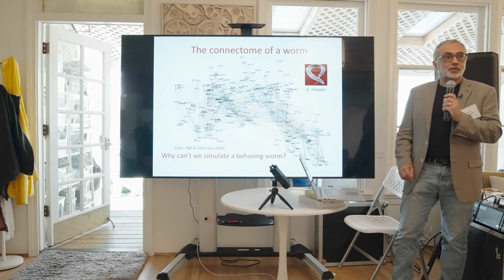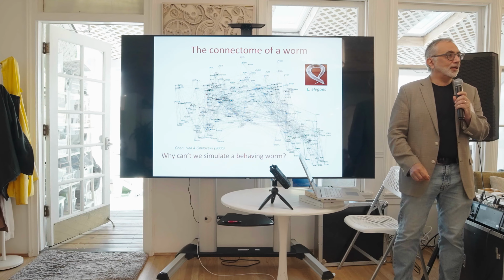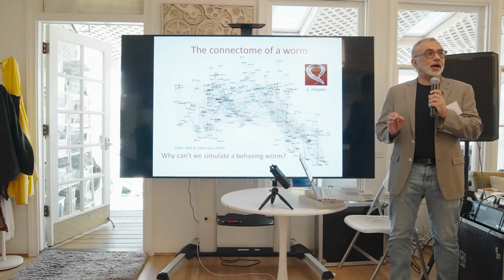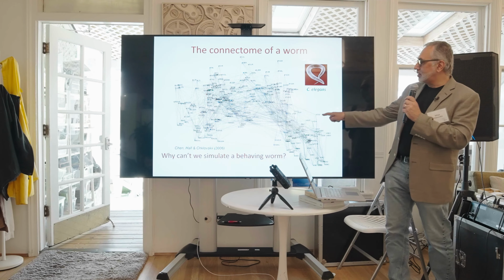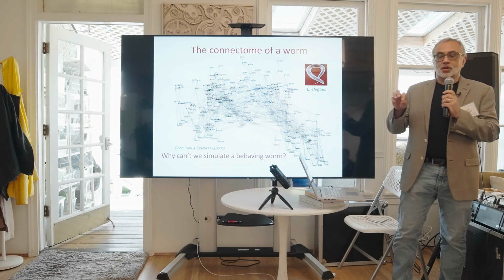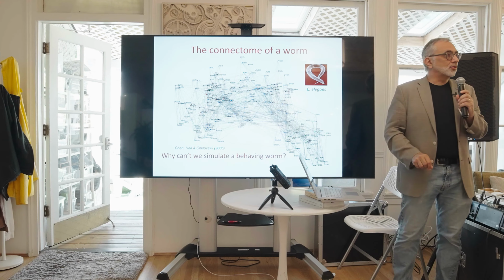And the question is, what is the problem? We have this amazing level of detail, and what is missing? What I think is missing is understanding of what happens in the nodes of this network. What exactly should be the transformation that describes neuronal function?